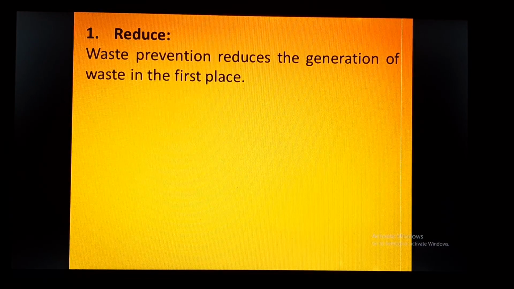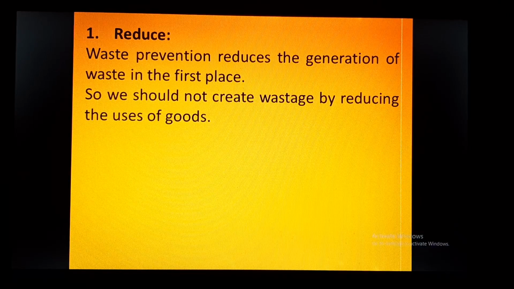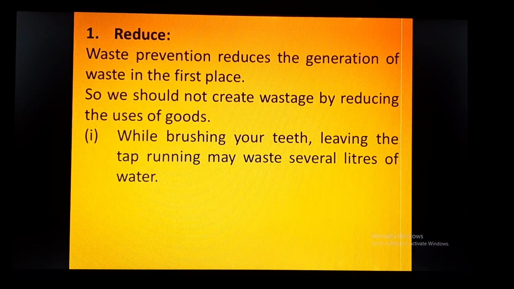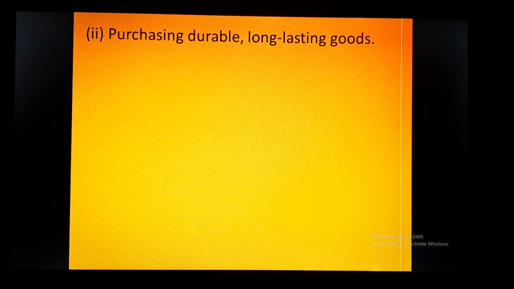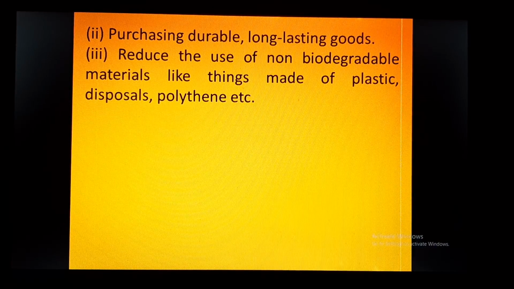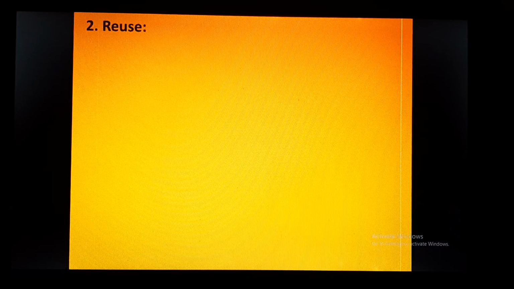So waste prevention is the main key. It should be in the first place, so that if we are reducing our need, we are creating less wastage. For example, when we are brushing our teeth, we keep the tap open, or if we are washing utensils, we keep the tap open and water gets wasted. We should purchase durable, long-lasting goods. We should reduce the use of non-biodegradable things.